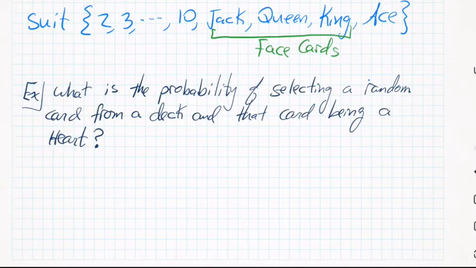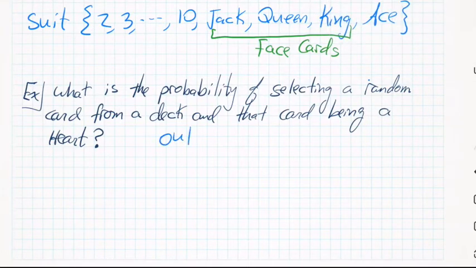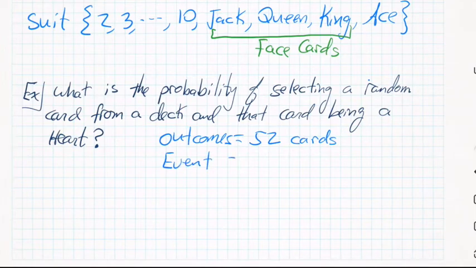So our outcomes for this problem are going to be the deck of cards, and the deck of cards has 52 cards in it. So it's going to be one of these 52 cards that we're going to select. Now, the event that we're looking for is a heart. And I think where most people get really confused about probabilities is we're picking one card out of 52, and they think the probability of selecting a heart is going to be 1 out of 52.